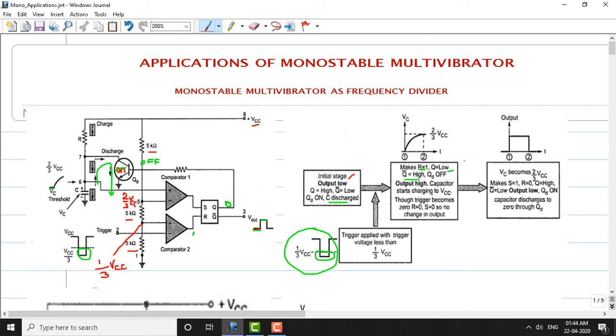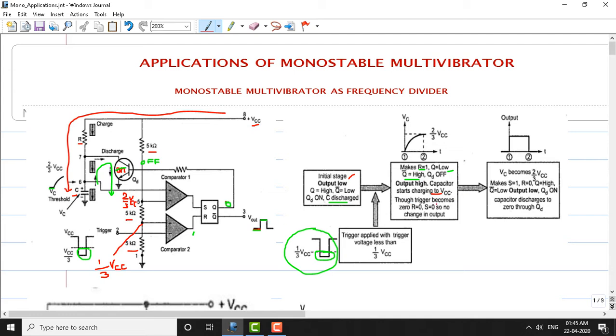Now the capacitor starts charging towards VCC. Now we can observe the charging path of the capacitor. The capacitor charges from the supply voltage through the resistor. The charging time constant is the product of resistance and capacitance. The meaning of that is how much time the capacitor takes to charge completely, and that depends on the product of this resistance and capacitance. So the output becomes high, and as the capacitor keeps charging, the output stays high.